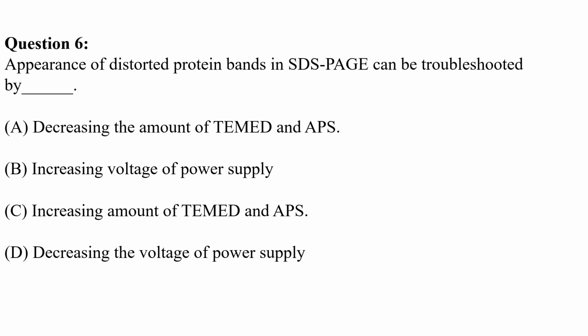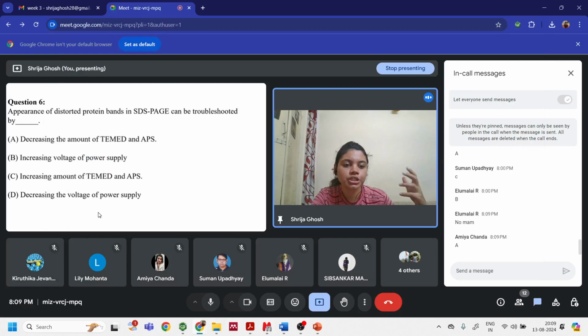Next question, question number 6. Appearance of the distorted protein bands in SDS page can be troubleshooted by dash. Option A, decreasing the amount of TEMED and APS. Option B, increasing the voltage of power supply. Option C, increasing the amount of TEMED and APS. And option D, decreasing the voltage of power supply. So how can we resolve the appearance of distorted protein bands? If I am getting distorted protein bands, what should I do?